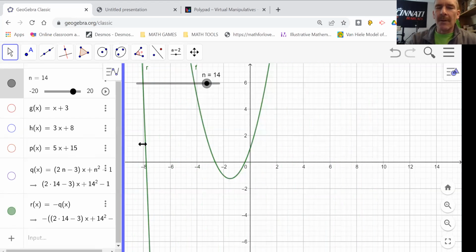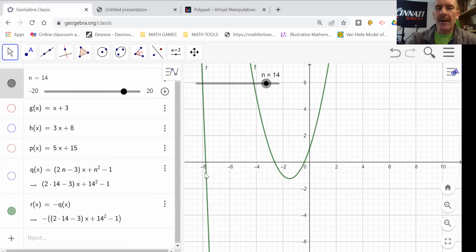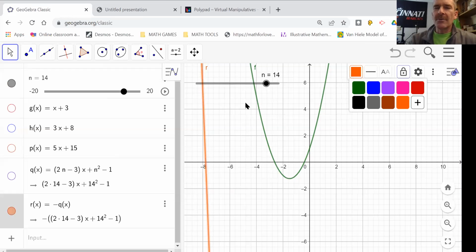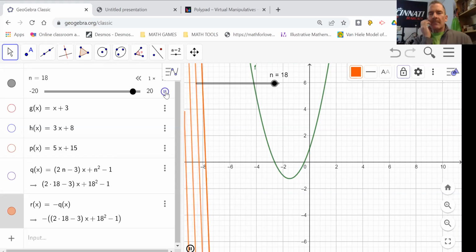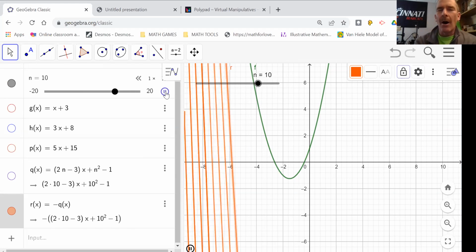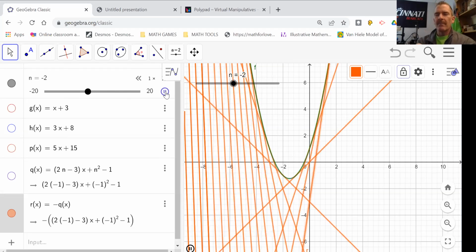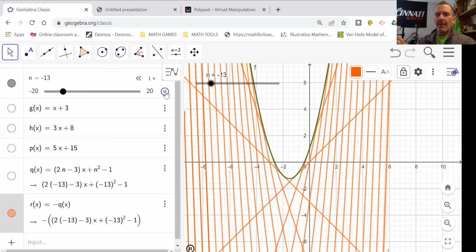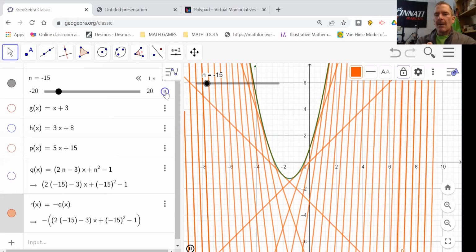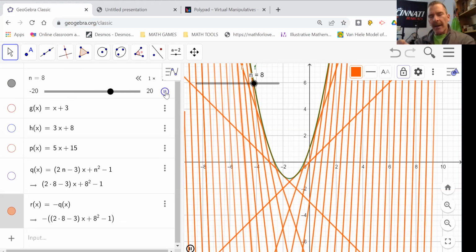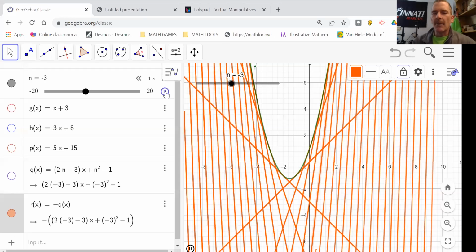So let me hold on, let me take a deep breath. Let me change the color of this to an orange, and then let me animate this. All of these lines that are tangent to the parabola, all of those orange lines, are the opposite of what I added to complete the square. So whatever I added to complete the square, if I graph the negation of that, it's going to produce a line that is tangent to the original parabola.